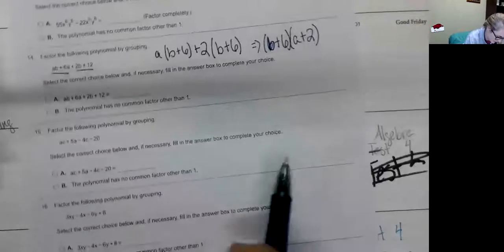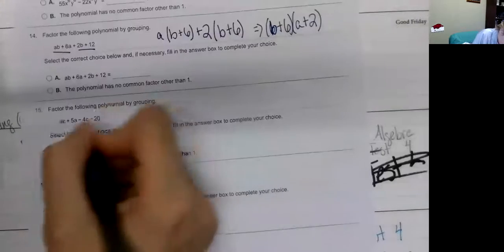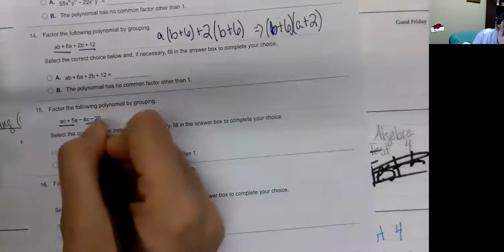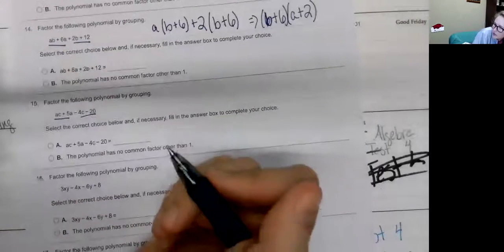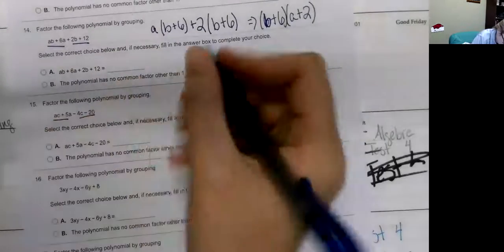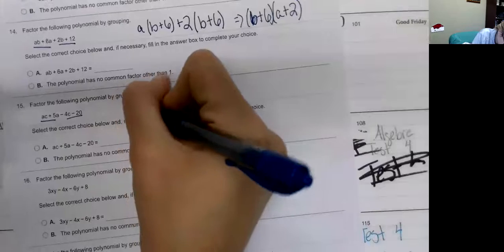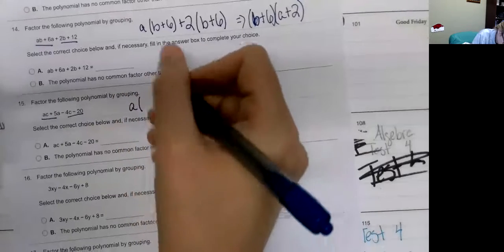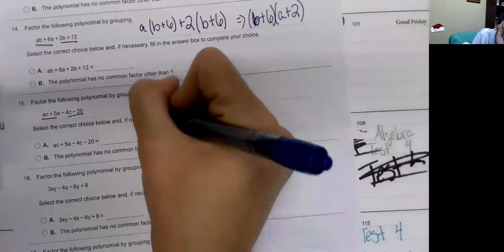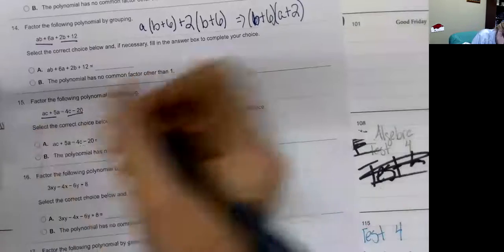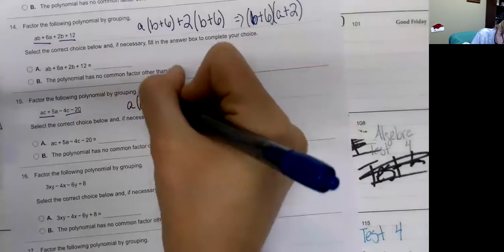So continuing with factoring by grouping. We have to split these into two groups. Out of this first one, I could factor out an A, and AC divided by A would leave us with C, and 5A divided by A would leave us with 5.